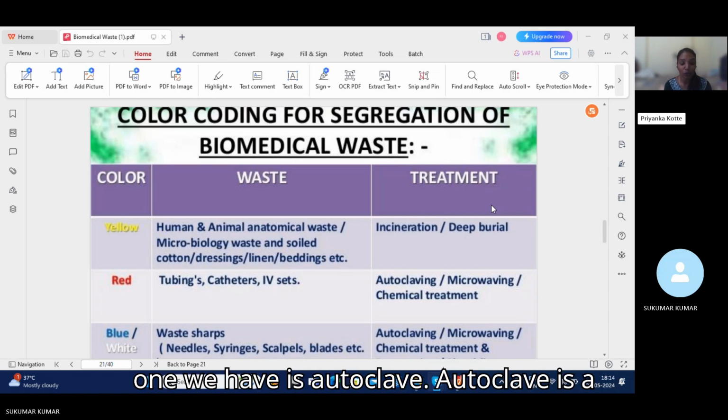Second one we have is autoclave. Autoclave is a machine. If you are working in a hospital, you must know it, especially if you are working in the sterilization area, CSSD and all. So you must have an idea about what autoclaving is. It is a machine that uses high temperature steaming for a very specific period of time and temperature to kill the pathogens.